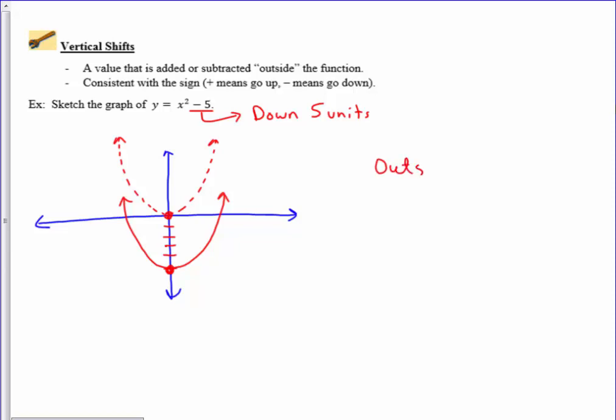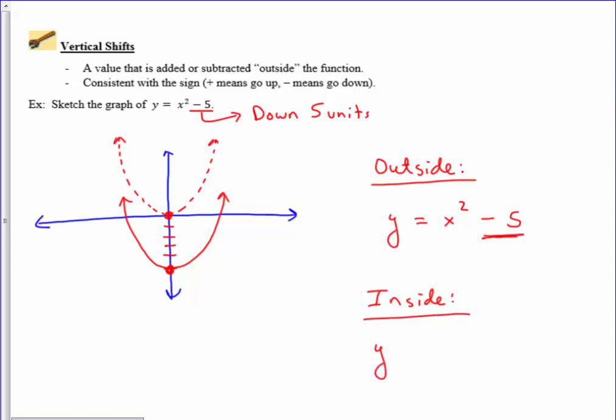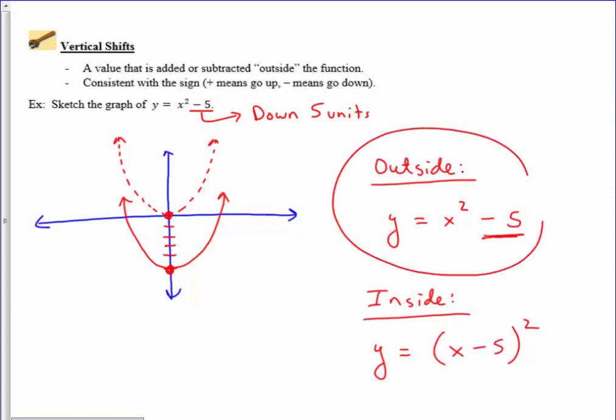Now, what I mean by a number is added or subtracted outside the function. Let me show you here. So in this example, we have y equals x squared minus 5. The minus 5 is on the outside versus if you had it on the inside, this would be what it looks like. y equals x minus 5 squared. Okay, so we're talking here about shifts that happen on the outside, and those would be vertical shifts that are consistent with the sign.